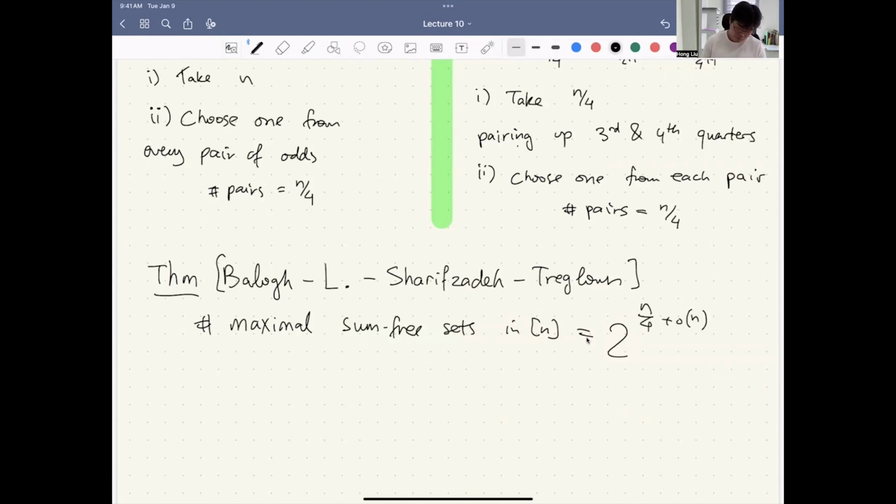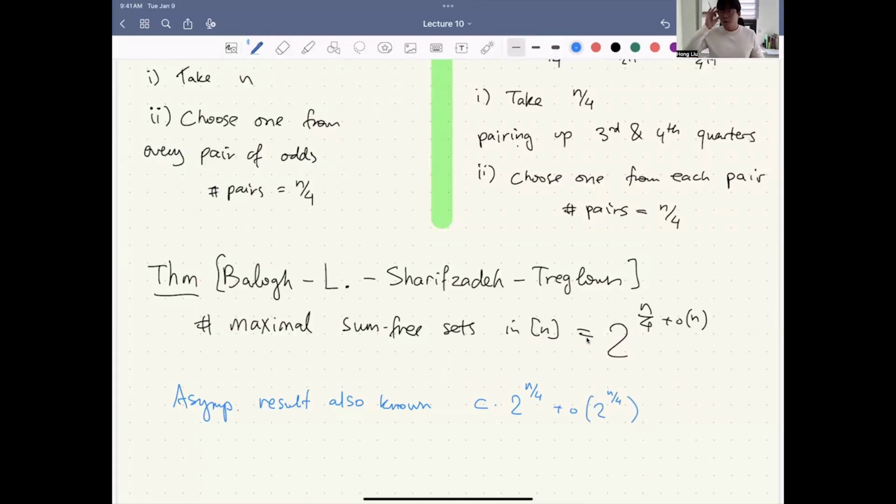And later, let me remark that this same group of people improved this to an asymptotic enumeration. We can actually prove that, depending on the residue of n mod 4, it's some constant times 2 to the n over 4 plus little o of 2 to the n over 4. Okay.